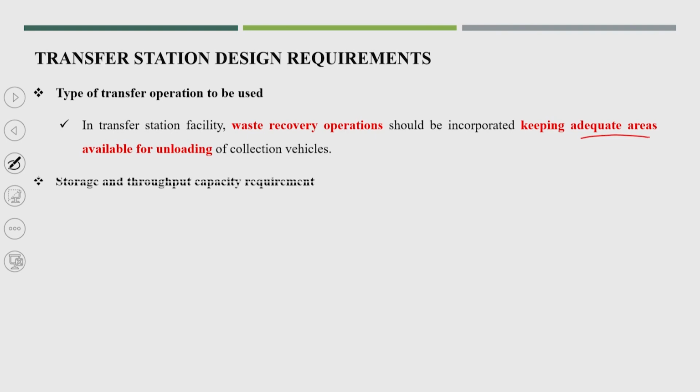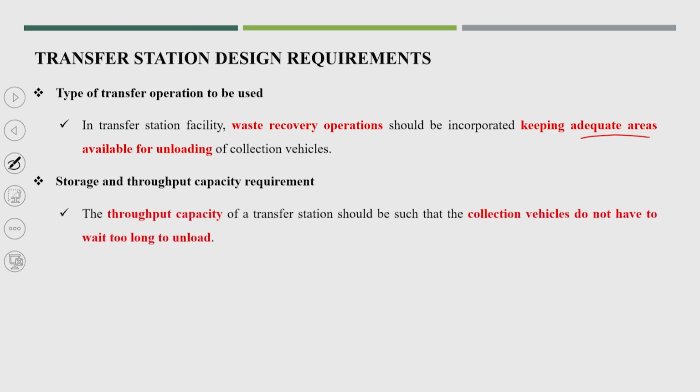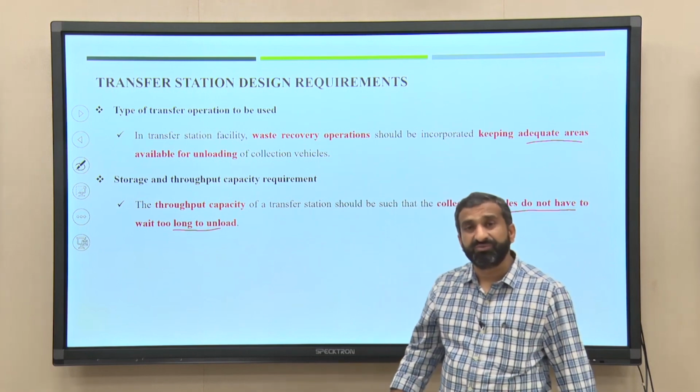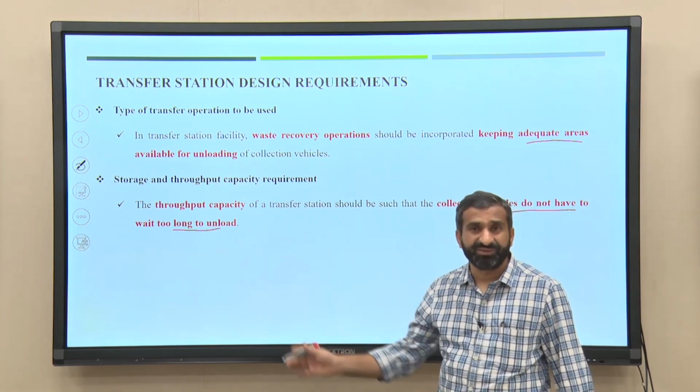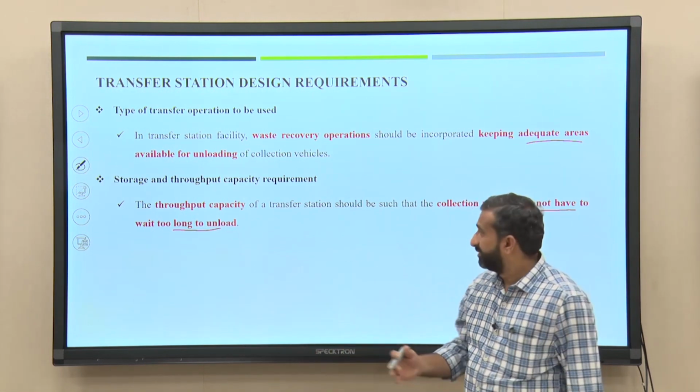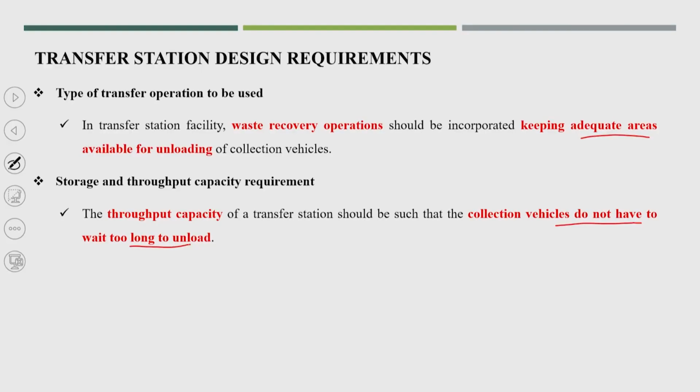Now, second is the storage and throughput capacity requirement. This is a very important one. The throughput capacity of the transfer station should be such that the collection vehicles do not have to wait too long to unload. That needs to be known, because a number of vehicles will reach the transfer station from residential and commercial areas. The waiting time for vehicles unloading waste into the transfer station should not be very high.